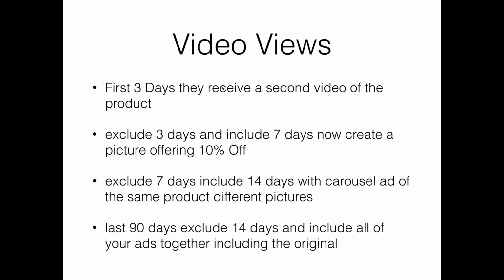So for the first 3 days, they're going to see a video. After 3 days, this is the reason why we're excluding 3 days, because they already went through 3 days of seeing the video. Now, when they get to day 4, they're seeing a 10% off picture. So day 4, 5, 6, and 7, they see a 10% off picture. Now day 8, 9, 10, 11, 12, 13, and 14, they're getting a carousel ad of the different pictures of the item.